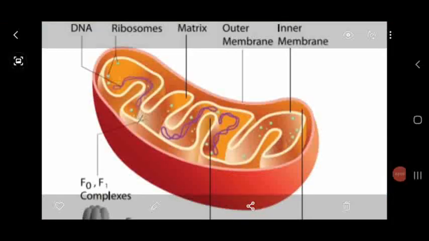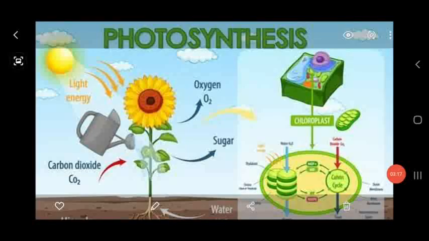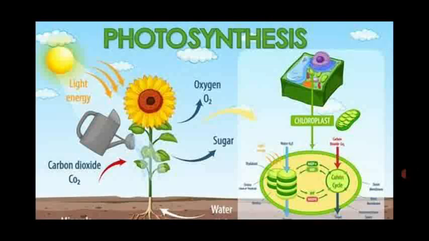Dear students, this is the diagram showing the internal structure of mitochondria, where cellular respiration takes place. This is the diagrammatic representation of photosynthesis. This one you already studied in 9th standard. How photosynthesis takes place in plant parts is given in the form of a diagram. First, how plants take carbon dioxide from the atmosphere and liberate oxygen into the air.